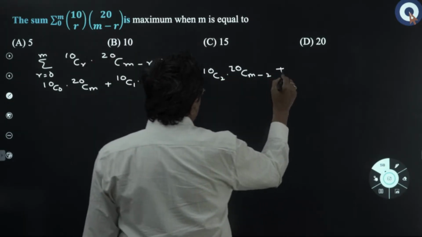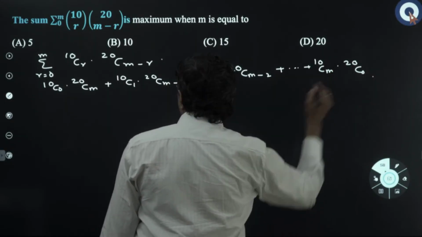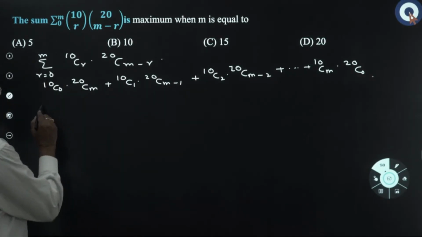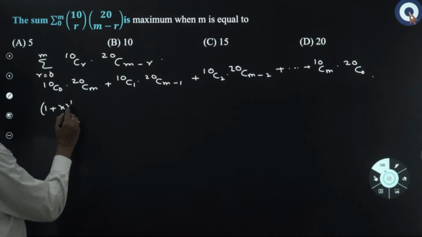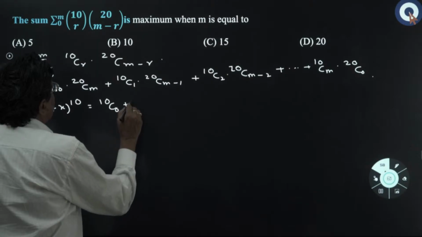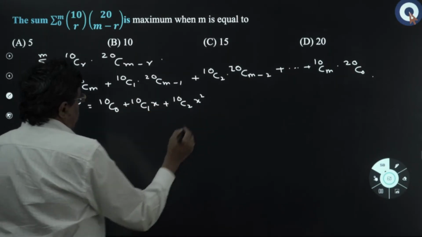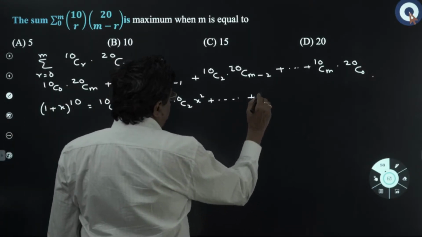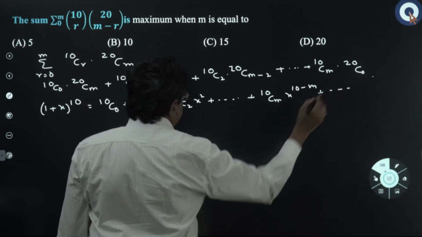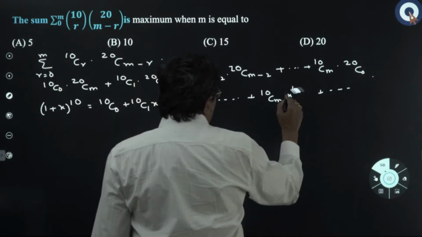Plus so on, plus 10C_m 20C_0. So basically the sum of these two numbers is always, in that case, just consider the expansion of (1 + x)^10, which is 10C_0 plus 10C_1 x plus 10C_2 x^2 plus so on plus 10C_m x^m and so on.